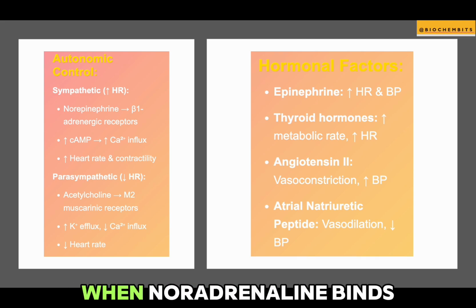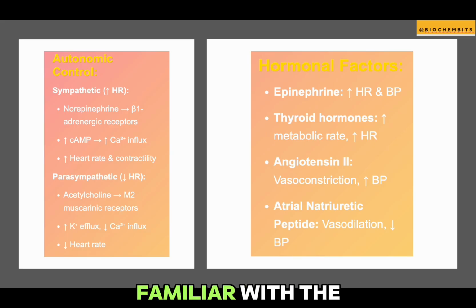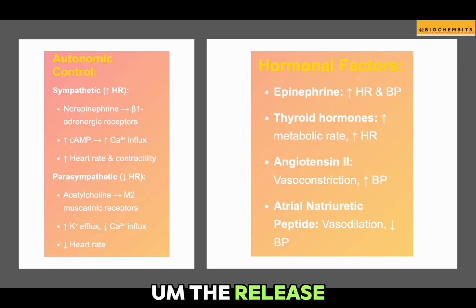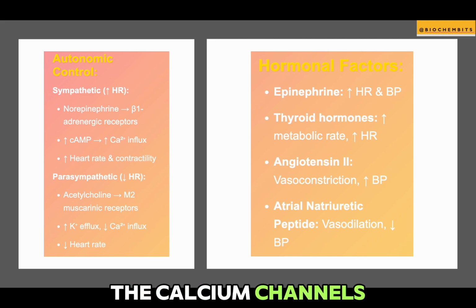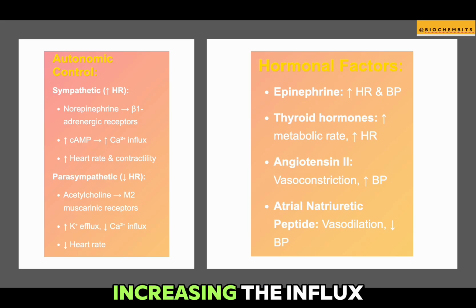So how does it happen? When norepinephrine binds to the beta-1 adrenergic receptor that is on the cardiac myocytes, if you're familiar with the G protein coupled receptor and how it works through some downstream signaling pathways, this is exactly what happens here. When the G protein coupled receptor that is present on the membrane is activated, it leads to the activation of adenylate cyclase. Adenylate cyclase hydrolyzes ATP, leading to the release of cyclic AMP. When cyclic AMP level increases, it activates an enzyme called protein kinase A, which is basically responsible for phosphorylating the calcium channels. And this falls back to the previous mechanism that I explained, where you have calcium channels being opened up, increasing the influx of calcium.